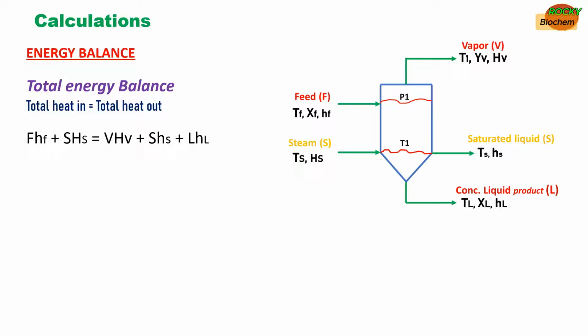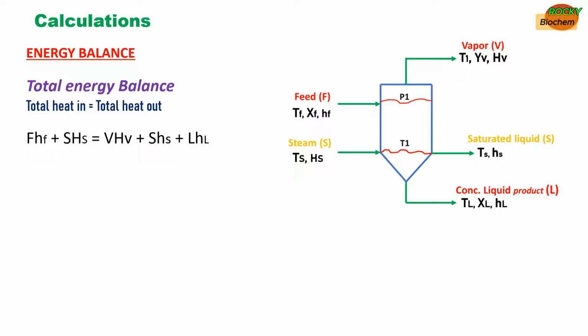That is the total heat content. Enthalpy just means total heat content. So your feed F multiplied by the total heat content of the feed, that is HF, plus your steam S multiplied by the total heat content in the steam, that is HS, should be equal to your vapor V multiplied by the total heat content of the vapor, that is HV, plus your S. This S here represents the saturated liquid, multiplied by the hs, small s, that is the total heat content of the saturated liquid, and this plus LHL, that is the flow rate of the product, multiplied by the total heat content of the product.